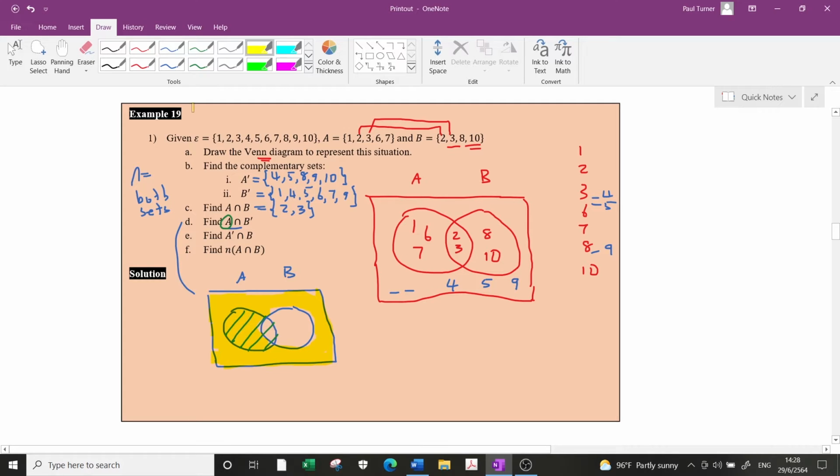Okay. So again, A is this area here. And not B is in yellow. Now, where do these two areas overlap? Where do they touch? It's going to be only this part here, right? So A only. If we look at our diagram, that is only 1, 6, and 7. So the answer for that one is 1, 6, 7.